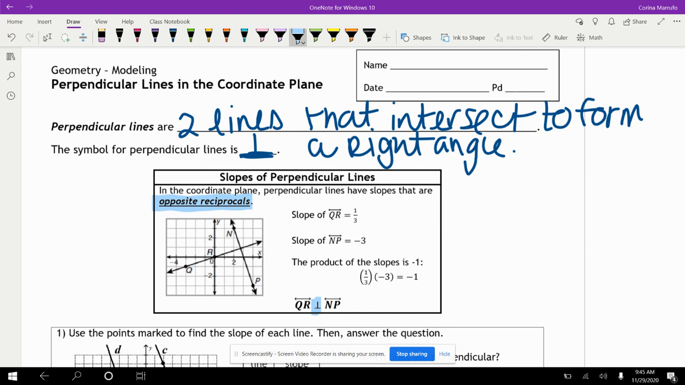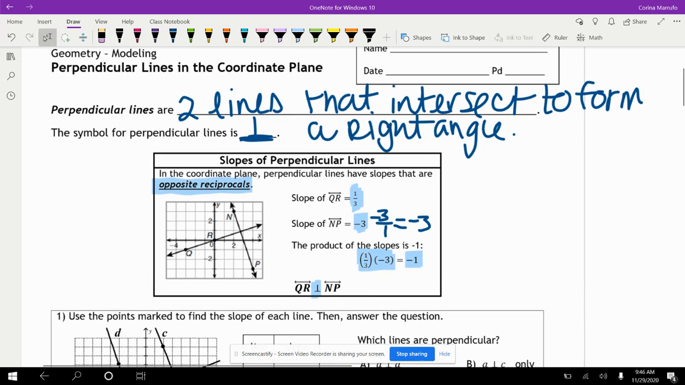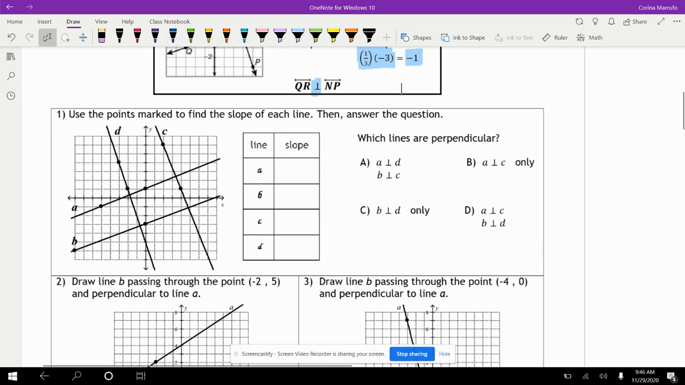So what they mean by opposite is that they're opposite signs. So one has to be positive and the other one has to be negative. And then reciprocals means, for example, if you take the fraction 1/3 and you flip it over, it would be 3/1. And then 3/1 reduces to 3. Remember, one has to be positive and one has to be negative. So that's what opposite reciprocals are. Another way to check to see if they are perpendicular is by multiplying the slopes. If you multiply 1/3 times -3, it will always give you -1. Okay, so let's go ahead and try some examples here.